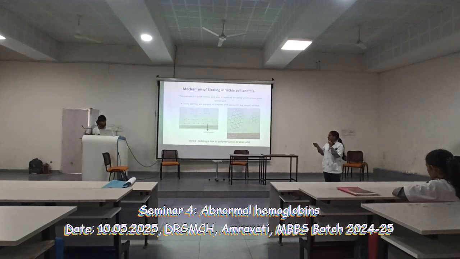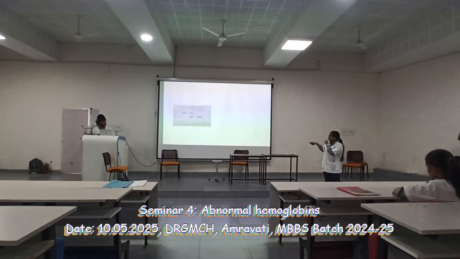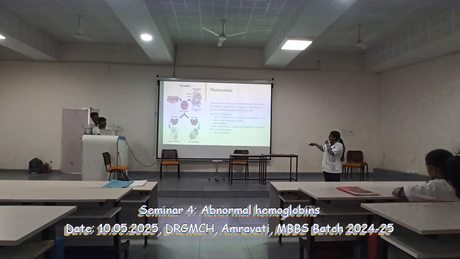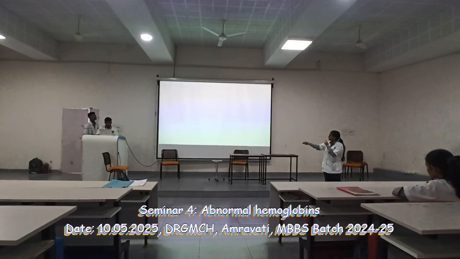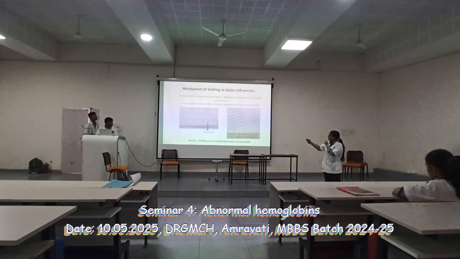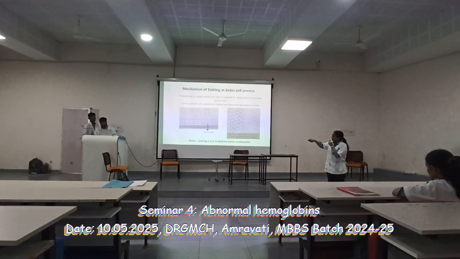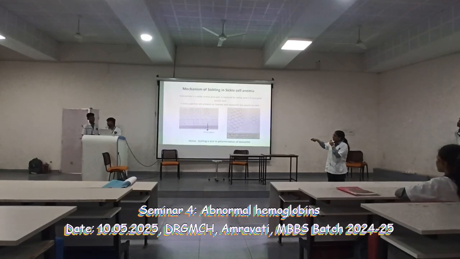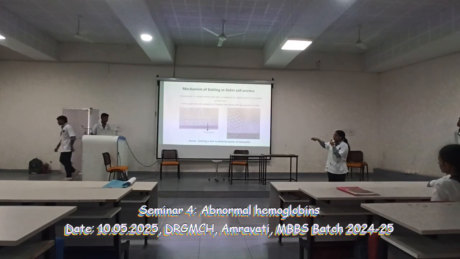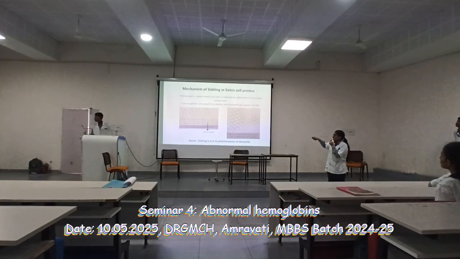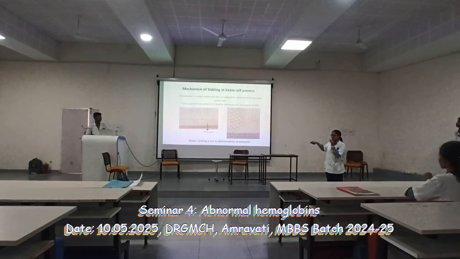So basically this causes formation of sticky patches on the outer surface of the beta globin chain. These sticky patches are present on deoxy-HbS as well as on oxy-HbS, but they are absent on adult hemoglobin.